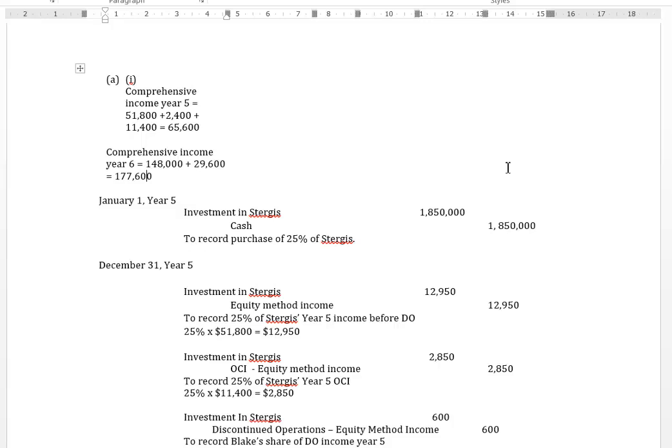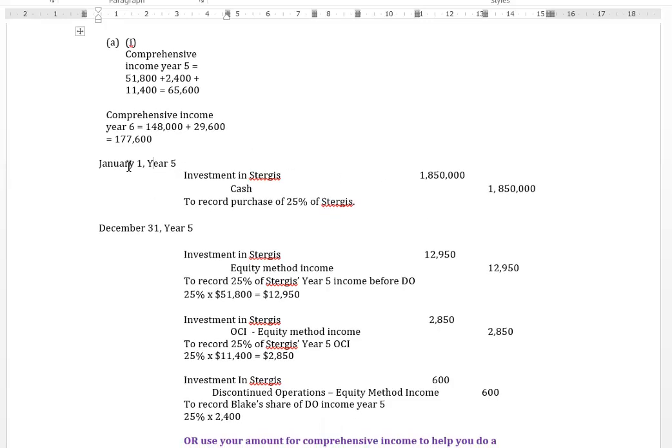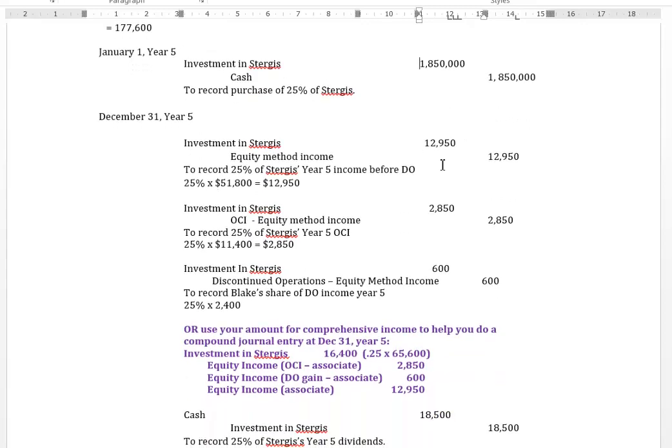And now we're going to look at the journal entries. The journal entry at the date that Blake bought its 25% ownership interest in Sturgis is going to debit the investment and credit cash for the amount that they paid for that investment, which is $1,850,000.